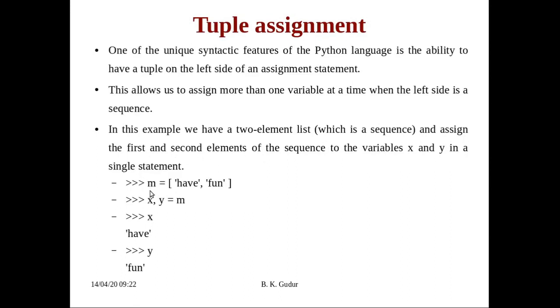For example, here M is a 2 element list, have and fun. It's a list of 2 elements, and this M we are directly assigning: x comma y is equal to M, meaning this is a tuple, and to that we are directly assigning a value. So here 1 to 1 mapping takes place. x will be assigned the value have, and y will be assigned the value fun. Because of that, if we print x we'll get have, and if we print y we'll get fun.